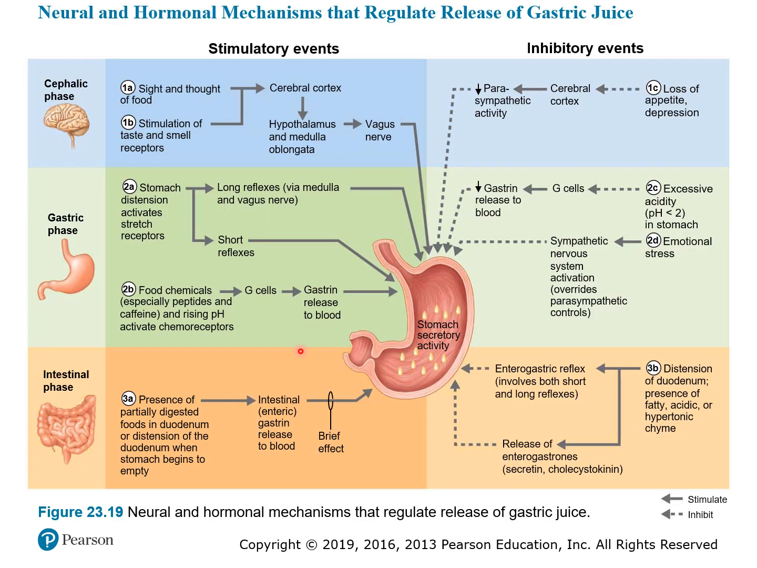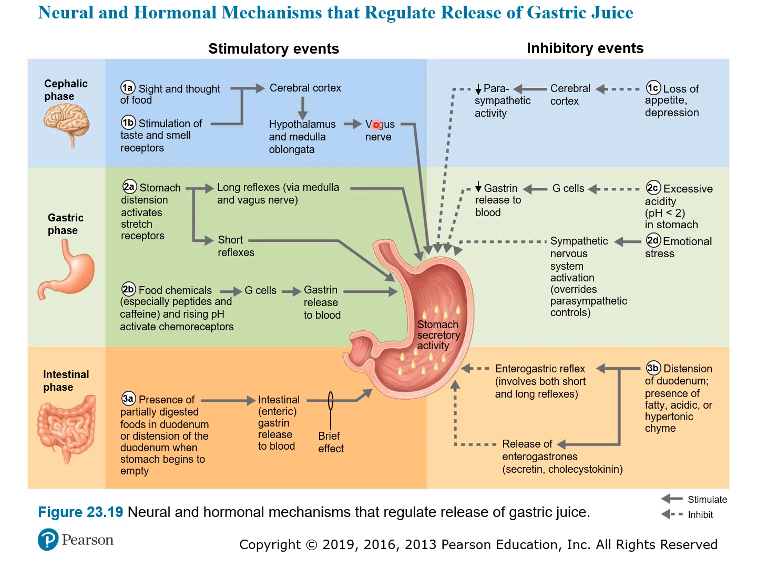Now this summarizes everything. Let's go over it. So this is the cephalic phase. In the cephalic phase, the sight and thought of the food and the stimulation of the taste and the smell receptors goes to the cerebral cortex, the hypothalamus and the medulla. And from there to the vagus nerve, it goes to the stomach. And now the stomach is maybe secreting something for the preparation of the food to come.